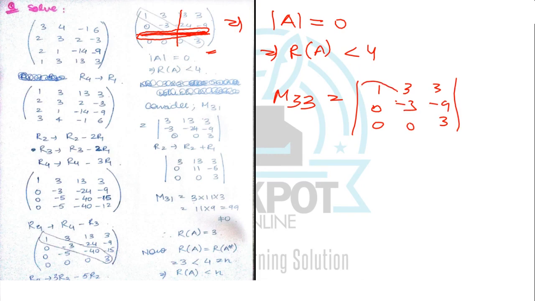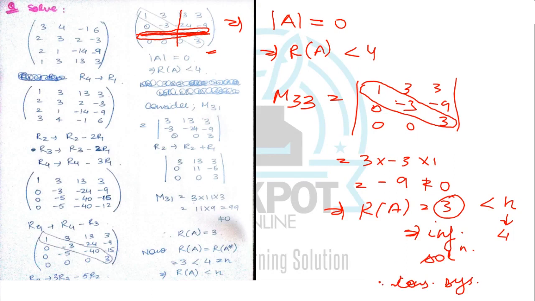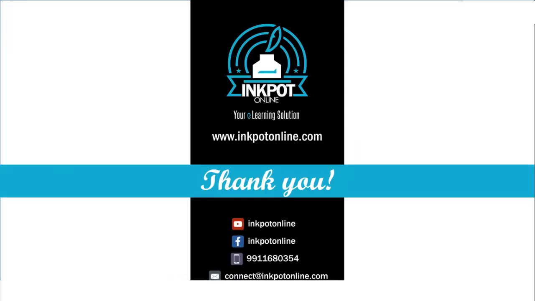So this is an upper triangular matrix. The determinant is equal to 3 into minus 3 into 1, which is equal to minus 9, which is not equal to 0. Therefore, rank of A is equal to 3. Now, rank of A is equal to 3, which is less than n, because n in this case is 4, because you have 4 equations and 4 unknowns, which implies infinite solutions, and consistent system is obvious, but still write it out. So consistent system, infinite solutions, rank of A is less than n. So this is the way you would solve a homogeneous equation system.